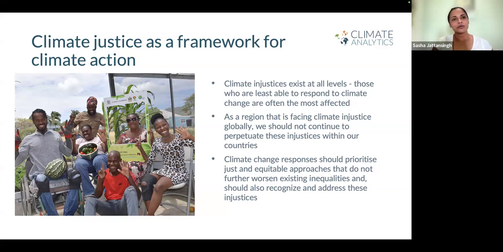And only people who are a bit more well off and have these things, a bank account, a TIN because they have to pay income tax and so on, were able to access this. So what's important is that as a region that's facing climate injustice globally, we should not continue to perpetuate these injustices within our countries.